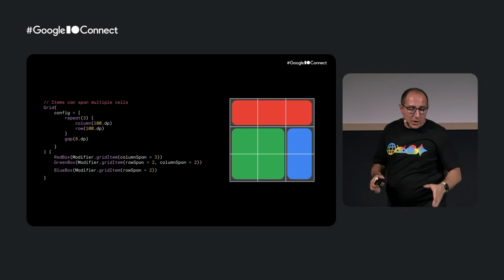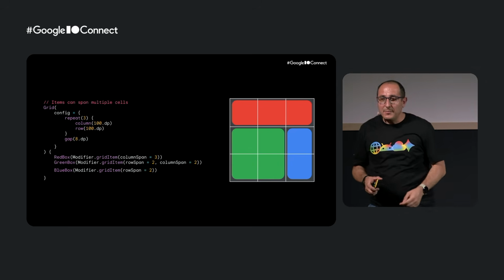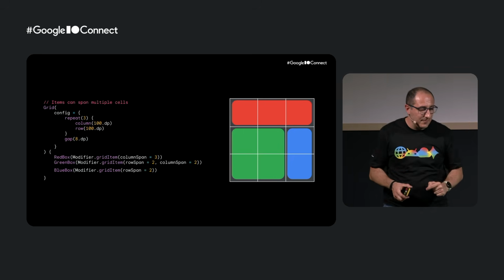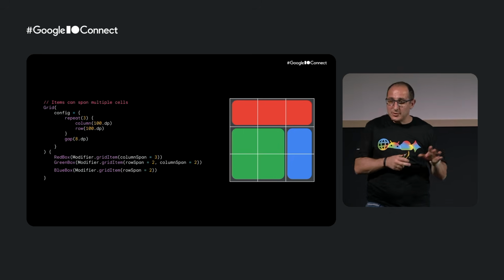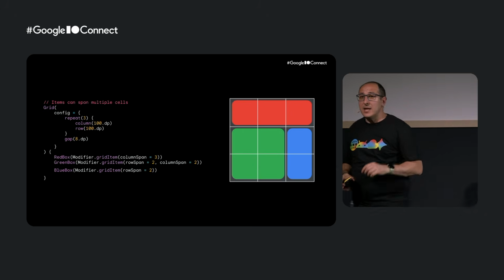We have the green box that takes up 2 rows and 2 columns, and we have the blue box that takes up 2 rows. As you saw here, we didn't specify any position, because it knows that it needs to go like this, like this, and like this. And when it fills the first line, it will go to the second. In this case, it takes 2 rows, so it knows that it only has this tiny place to put the blue one.